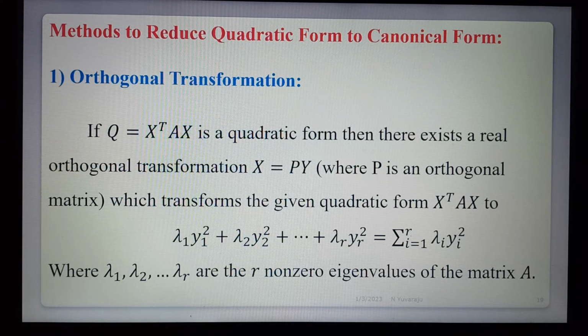If Q is equal to x transpose Ax is a quadratic form and there exists an orthogonal transformation, x is equal to Py, where P is an orthogonal matrix and a non-singular matrix, a modal matrix, which transforms the given quadratic form x transpose Ax to the new form, summation i equal to 1 to r of lambda i yi square, where lambda 1, lambda 2 up to lambda r are the coefficients, the diagonal elements, in the new form, the canonical form.